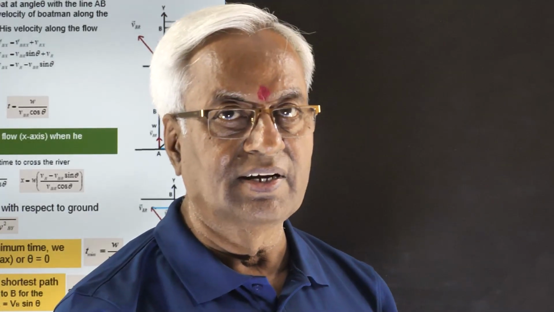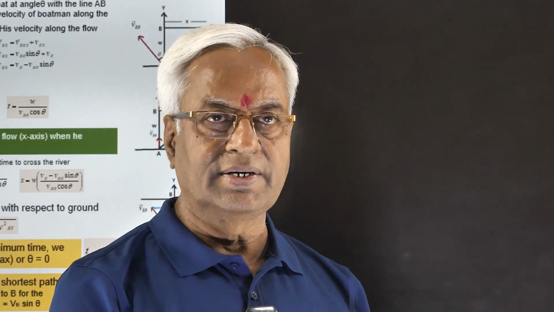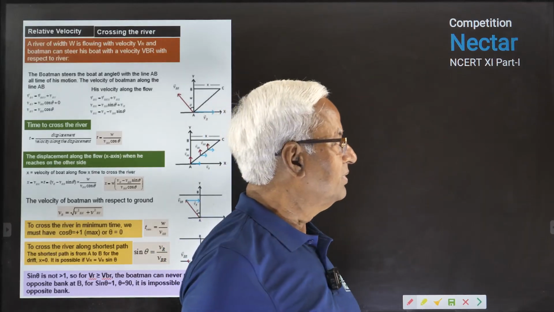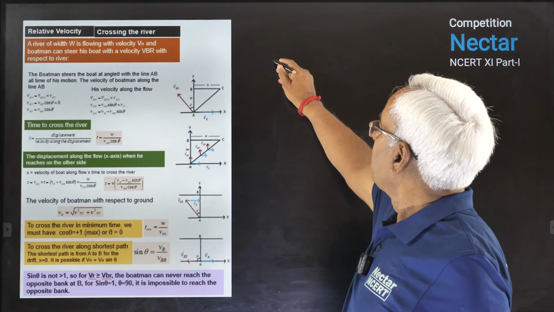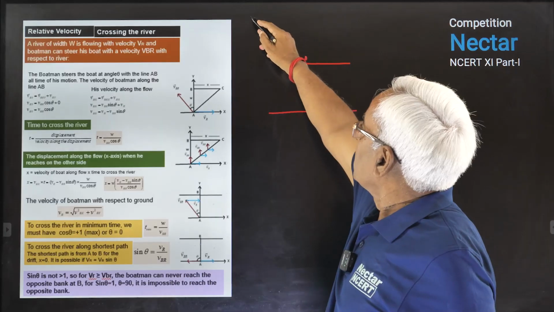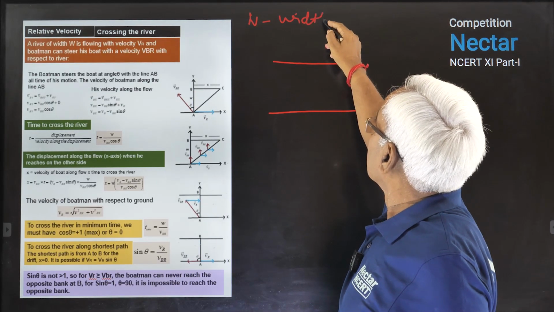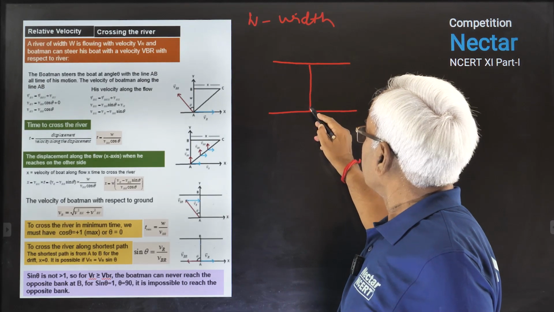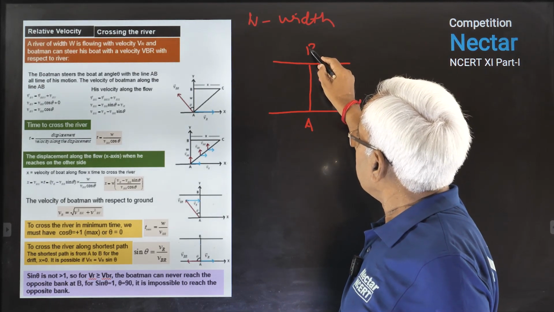River boat examples. A river is having a steady flow, and a person or boatman across the river is standing on the bank, wants to cross the river. W is the width of river. This is point A, this is point B.